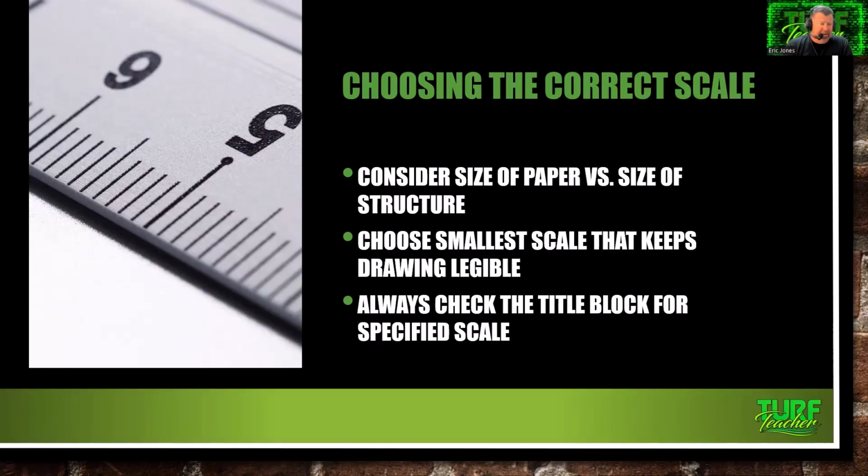If I can shrink it down and get it on the 18 by 24, especially for my build prints, where I can take to the field with me, it's a lot easier to work with, but I don't want to reduce the size to fit that piece of paper if I'm going to lose details. Choose the smallest scale that keeps the drawing legible and doesn't lose the details, and always check the title block for the specified scale.